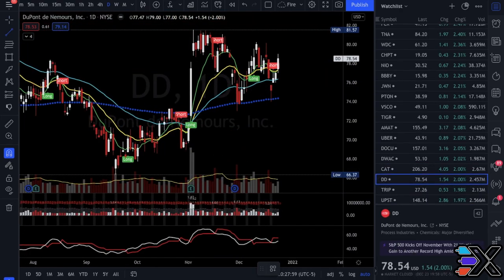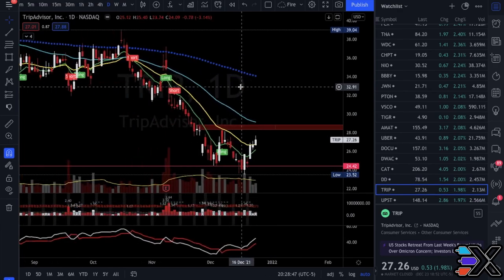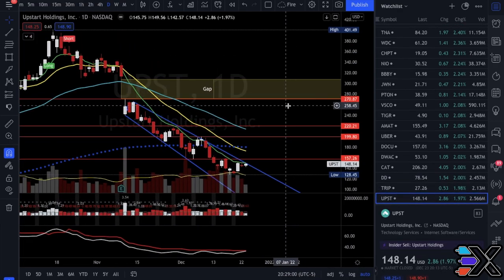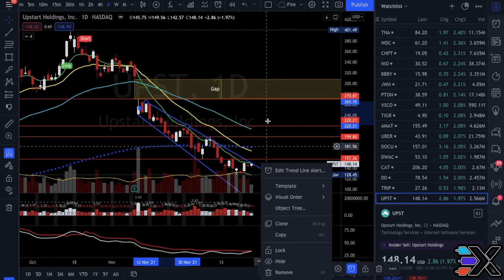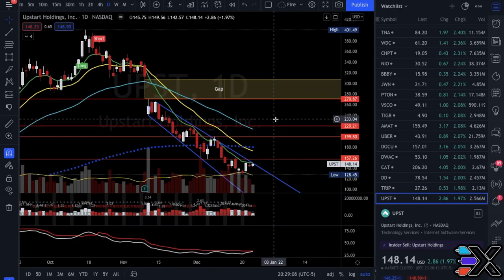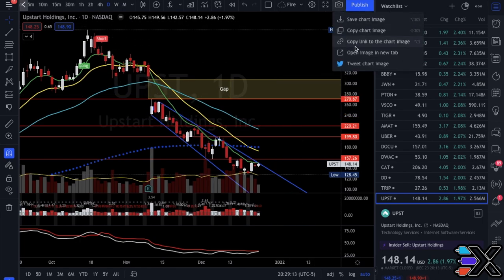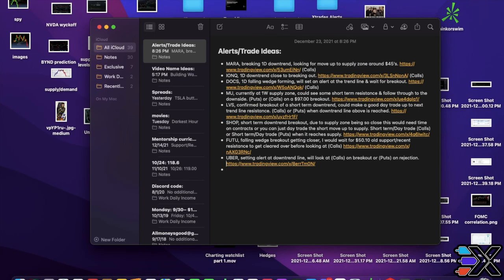CAT had kind of a nice one, but not quite there yet. Got TRIP, UPST. I really like this one. This one looks super close to breaking out, especially above that 157.26 red line you see there. When it gets above that, it's probably going to see some serious momentum.